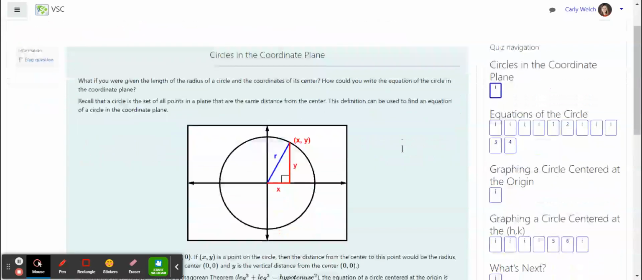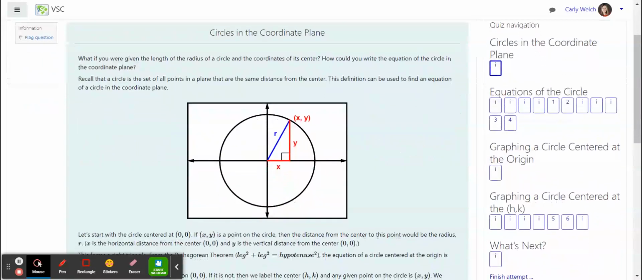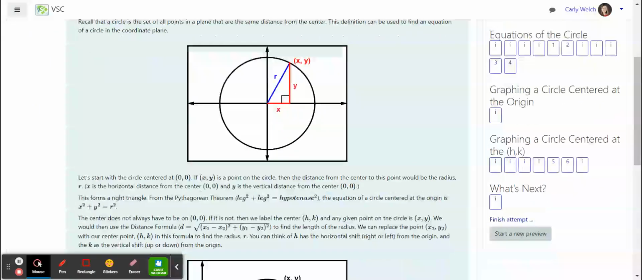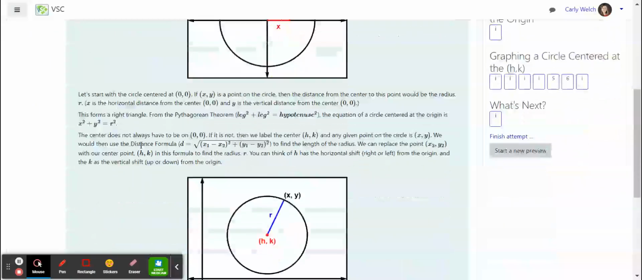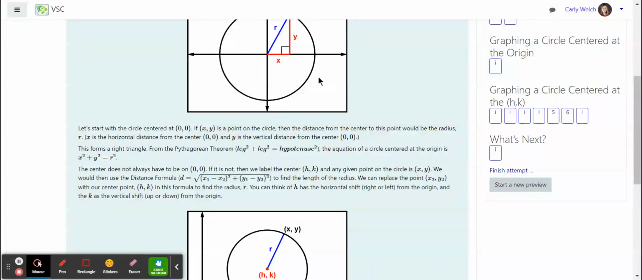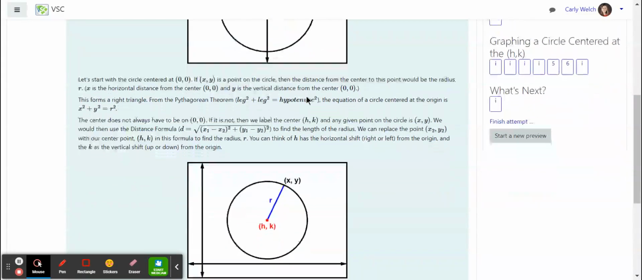All right, lesson 10.5, equations of circles. This is the last of unit 10. So equations of circles, here we have x squared plus y squared equals r squared. So radius squared. And that is derived from this image up here.